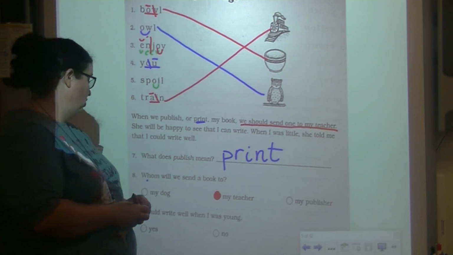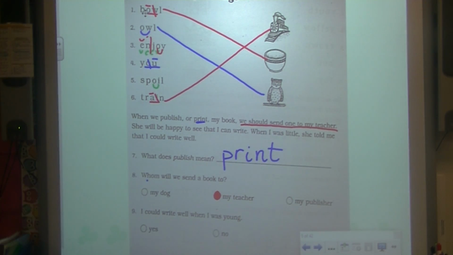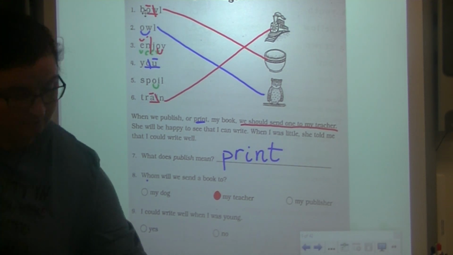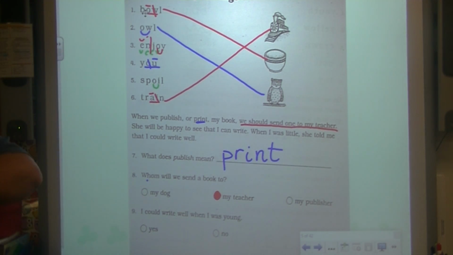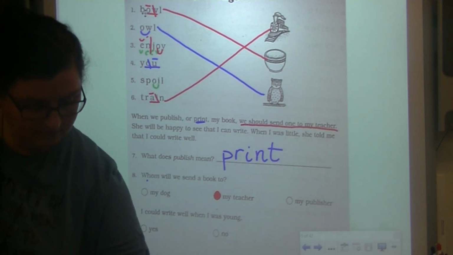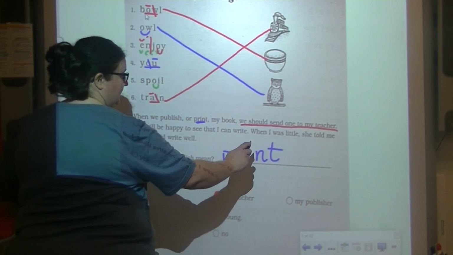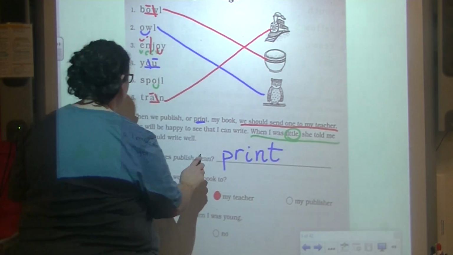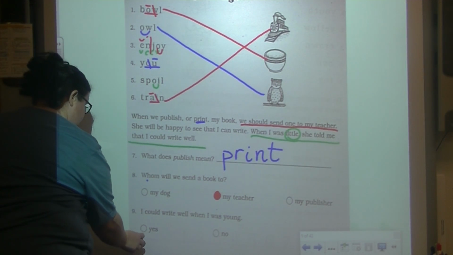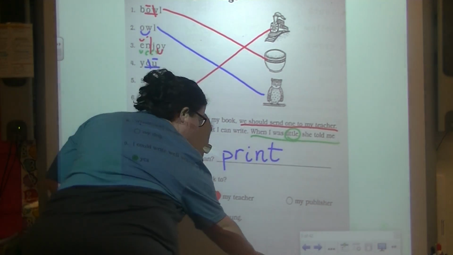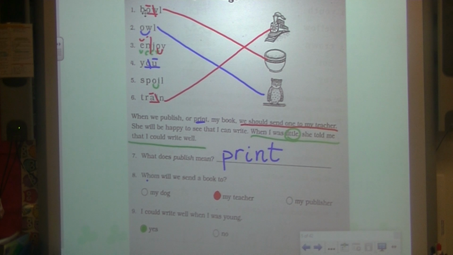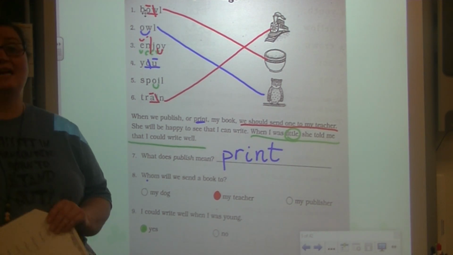Number 9, I could write well when I was young. Yes or no? Underline where you found your answer. The last sentence says, when I was little, little is the same thing as young, she told me that I could write well. Yes. The answer is yes. Little and young mean the same thing. They're using synonyms, words that mean the same thing.